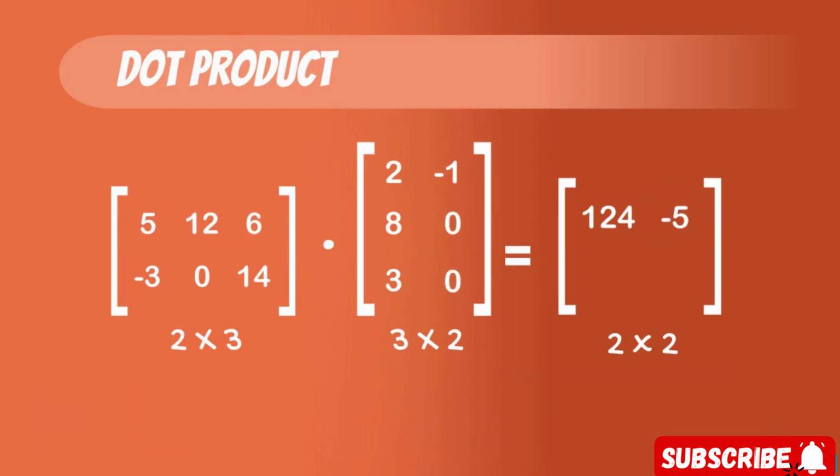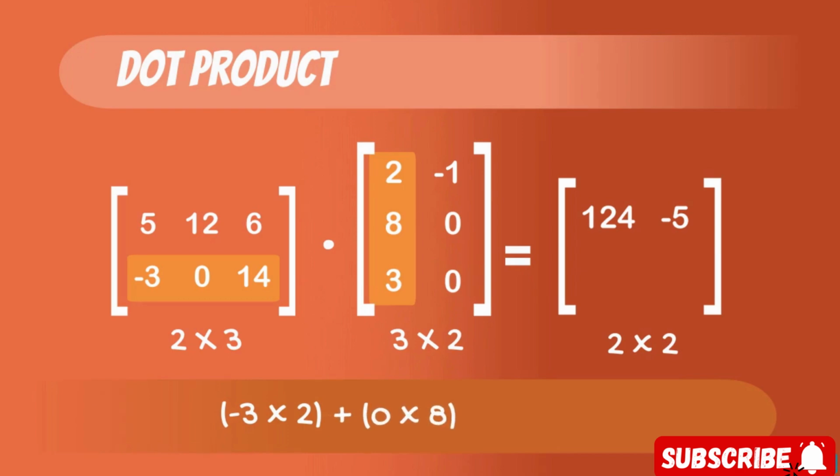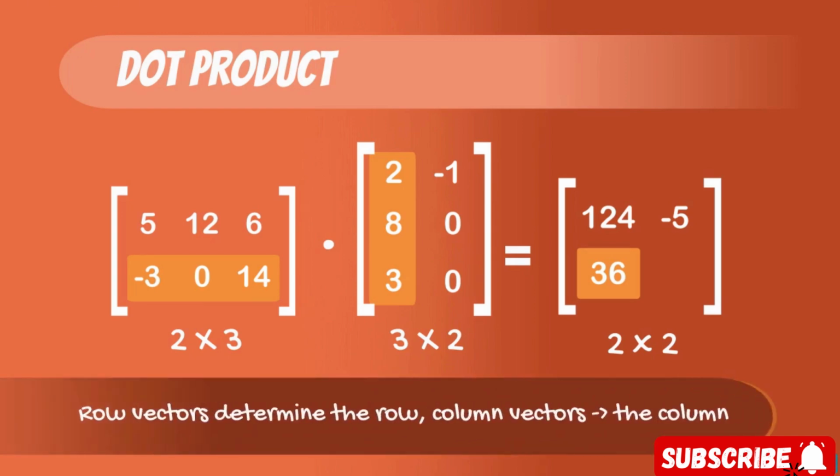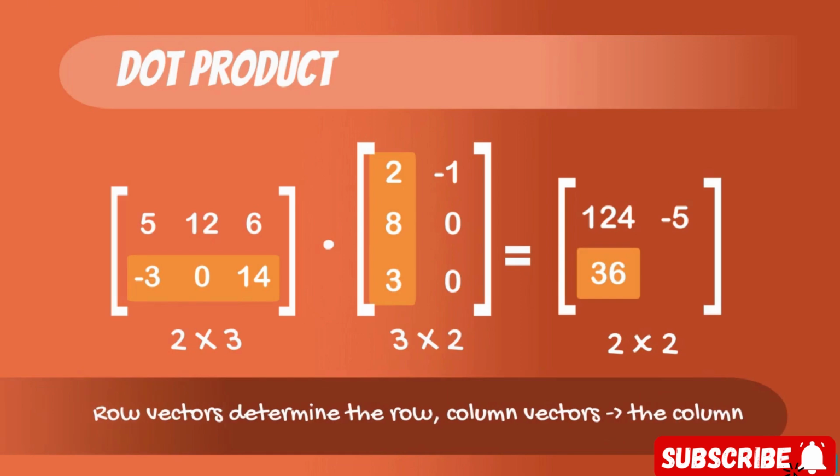Great! Let's get to the second row of the initial matrix. There we have minus 3, 0, 14. We repeat the same procedure. The dot product of the vector minus 3, 0, 14 and 2, 8, 3 equals minus 3 times 2 plus 0 times 8 plus 14 times 3. We get 36. This is the first value on the second row of the output matrix. Notice that the row vectors from the first matrix determine the row in the output matrix. In the same way, the column vectors from the second matrix determine the column of the respective value.